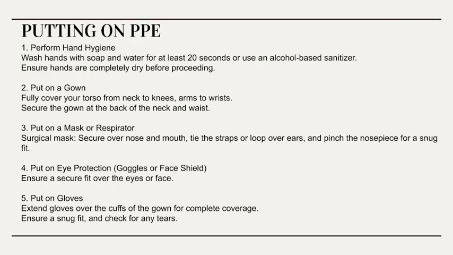Perform hand hygiene. Wash hands with soap and water for at least 20 seconds or use an alcohol-based sanitizer. Ensure hands are completely dry before proceeding. Put on a gown. Fully cover your torso from neck to knees, arms to wrists. Secure the gown at the back of the neck and waist. Put on a mask or respirator, surgical mask, secure over nose and mouth. Tie the straps or loop over ears and pinch the nose piece for a snug fit.